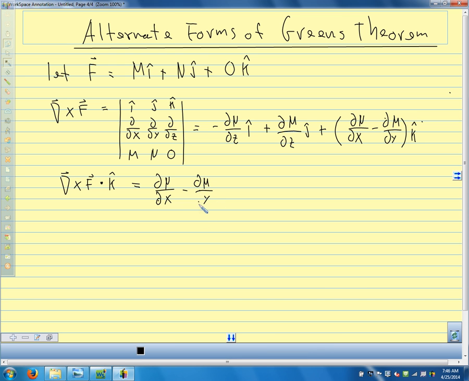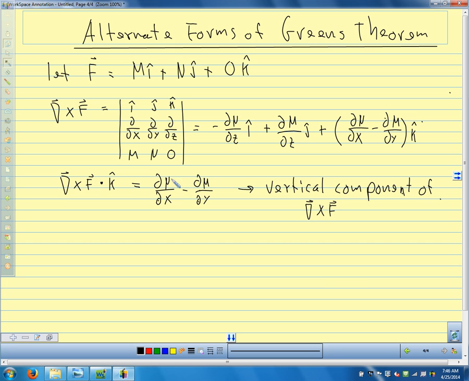So we can think of this quantity that we've used in Green's theorem as the dot product of the curl of F with k hat. This is the vertical component, not of F, sorry, of del cross F. So this quantity, dN/dx minus dM/dy, is the vertical component of the curl of F.